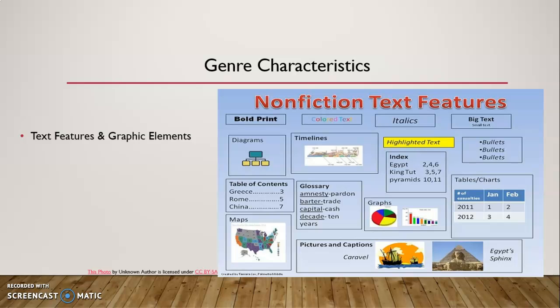Let's talk about text features and graphic elements. These elements help readers understand nonfiction texts and make it more interesting. Authors include pictures with captions, graphs, charts, and diagrams to help readers visualize something being described within the text. Headings, subheadings, bold, colored, italics, print are used to separate the text or to draw your attention to something important.